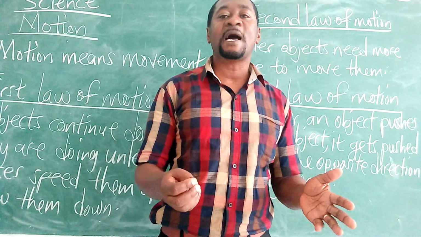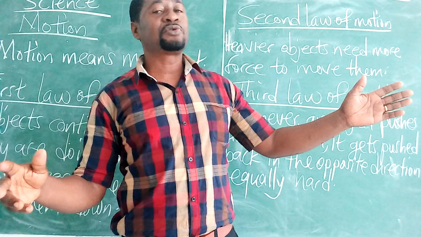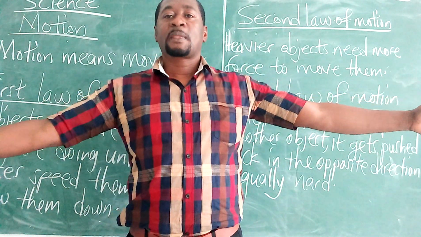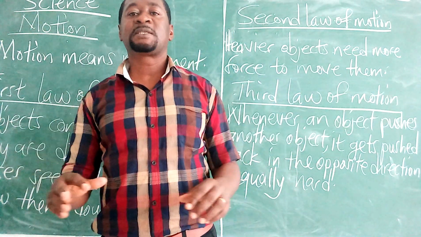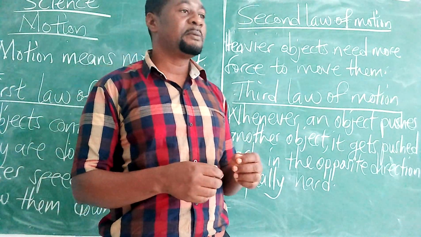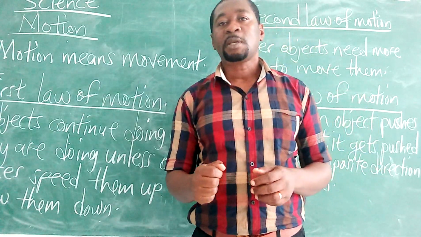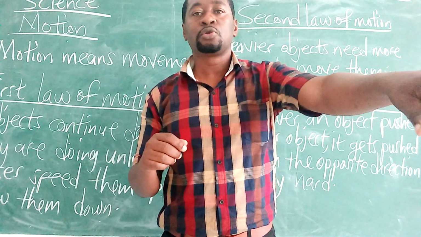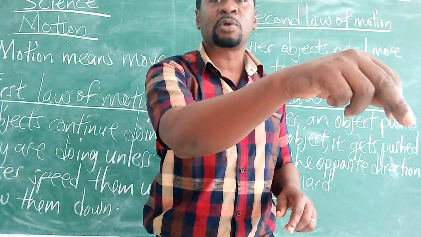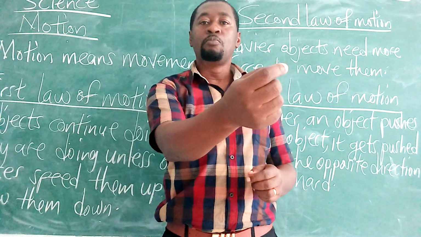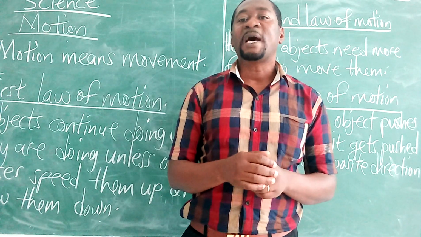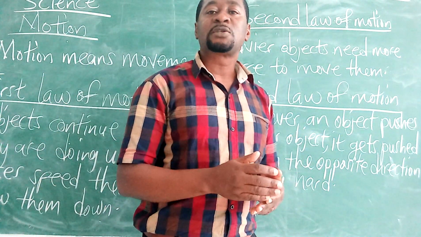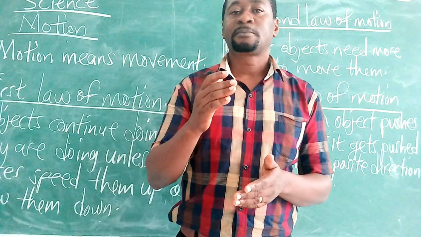The same thing with cars. If a car is coming and another car is coming from the opposite direction and they collide, the two cars move apart equally in opposite directions. The same thing if you have a ball on the ground and you throw another ball to hit it. The ball on the ground, which was not moving, will start moving, but the one you threw will move in the opposite direction. So that's how Newton came out with these three laws of motion.